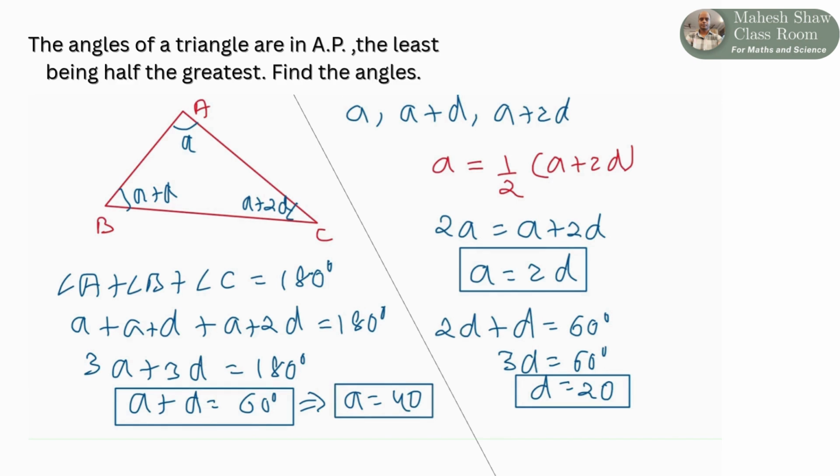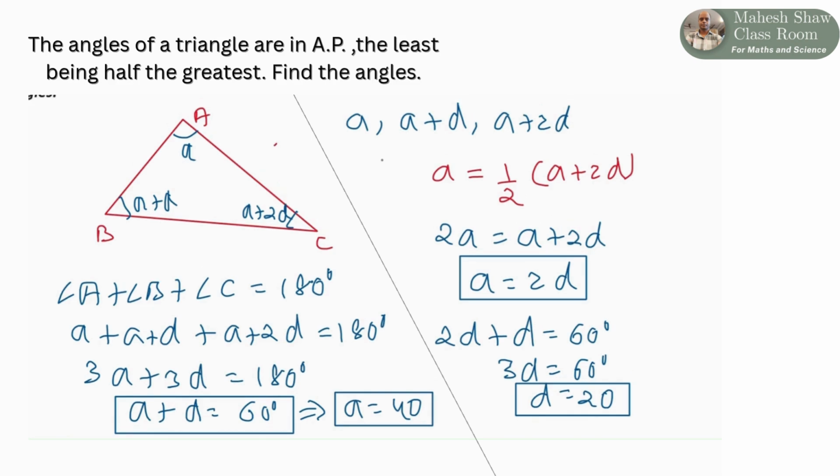So once we have obtained the value of A and D, next is to get the values of these angles. Now we can replace the values of A and D over here to get the values of these angles. So we have the first angle as A, and A is how much? 40. So we can say that this angle will be 40 degrees. Similarly, the second angle is A plus D, and A is 40 and D is 20. So therefore this angle will be 60 degrees.